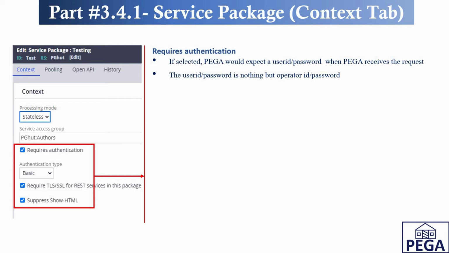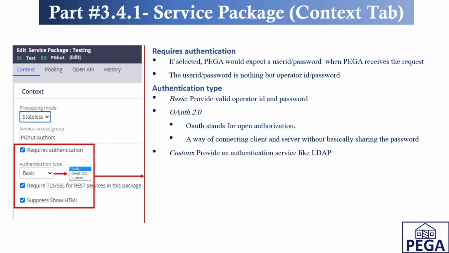Now here the user ID and password is nothing but the operator ID and password, which I have already explained. Now in the authentication type, as you could see in the drop down of basic, I have mentioned there are three types of authentication mechanism. One is basic, which is your operator ID and password. Another one is OAuth 2, and the third one is custom. Let's dig a bit deeper into what basic, OAuth and custom are.